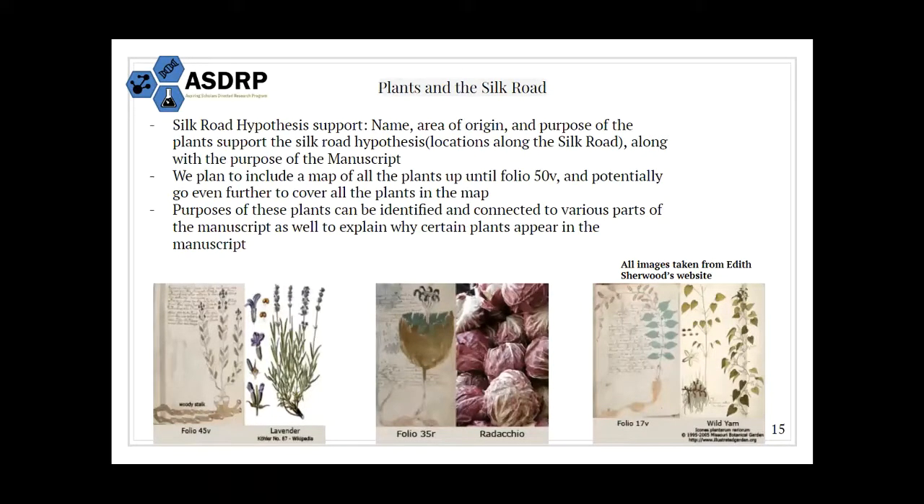After noting their name, potential area of origin, and purpose of some of the plants, this information not only supports the Silk Road hypothesis due to the locations of these plants lining up along the Silk Road, but unveils potential purposes for including these plants. In the future, we plan to include a map of all the plants up until folio 50V, and potentially go even further to cover all the plants in the map, as many of these plants have origins close to the Silk Road. In addition, the purposes of these plants can be identified and connected to various parts of the manuscript, as well as serve as an explanation for why certain plants appear in the manuscript.